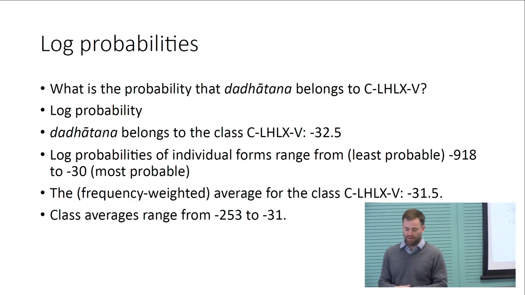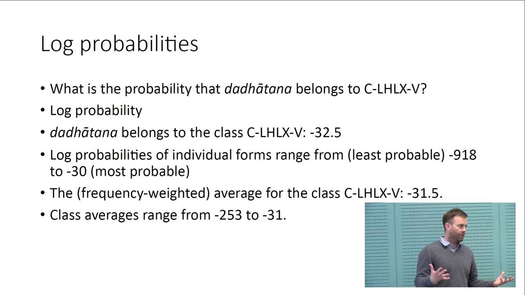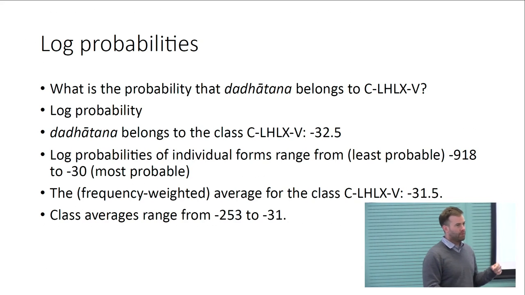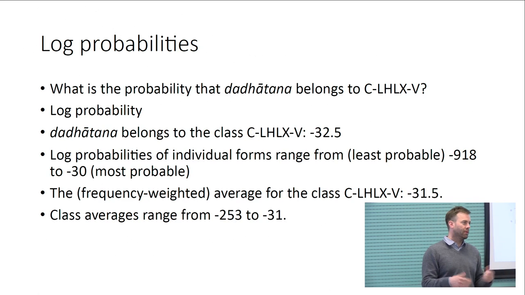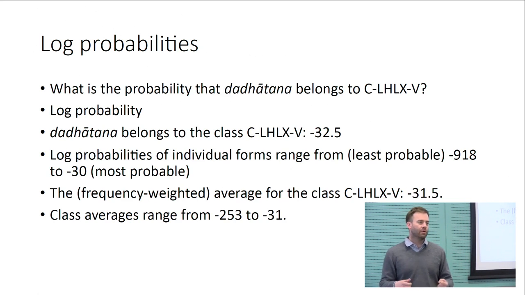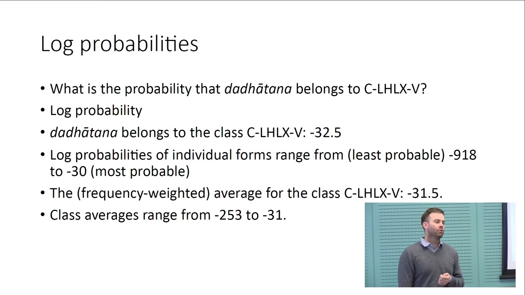And so just to give you a sense of this, the log probability values for the individual forms of the Rig Veda range from -918, that's the least probable to belong to its class, to -30, which is most probable to belong to its class. And for each class, we can also come up with an average. So the average for this class is -31.5, very similar to the -32.5 that we have for dhatana.